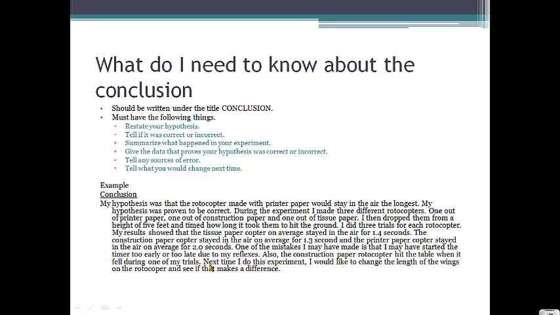And finally, last sentence here, I'm going to tell what I would do differently next time. Next time I do this experiment, I would like to change the length of the wings on the rotocopter and see if that makes a difference. Notice my conclusion is very detailed. It is at least one big paragraph long, 5 to 7 sentences, and it has all 6 of these things in it. Again, write these 6 steps down, and if you ever need an example, you can come back to the video and read this one as an example. Okay? Or you can write the example down if you want.